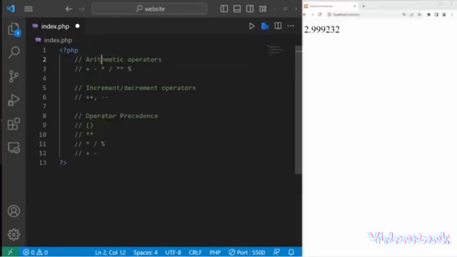All right, everybody, in conclusion, we have discussed arithmetic operators, addition, subtraction, multiplication, division, exponents, and modulus. Increment and decrement operators. You can take a variable, add plus plus to increment it, or minus minus to decrement it. Then lastly, operator precedence. And well, everybody, that is basic arithmetic in PHP.